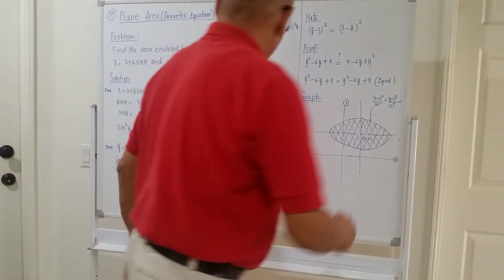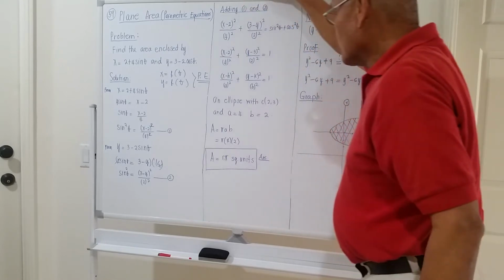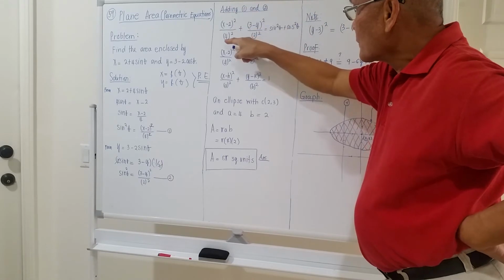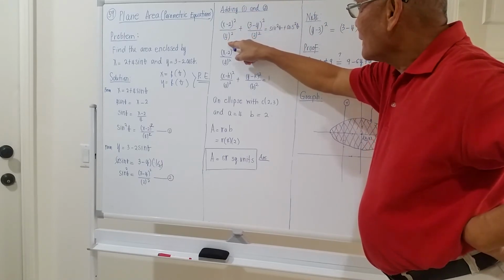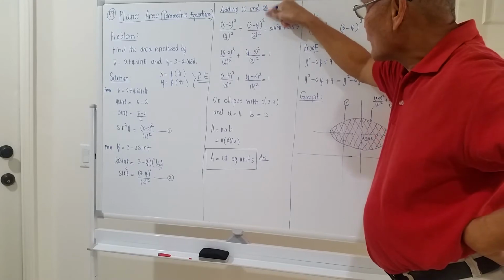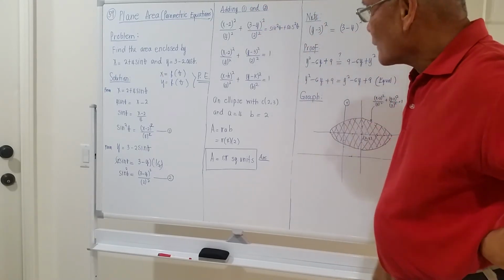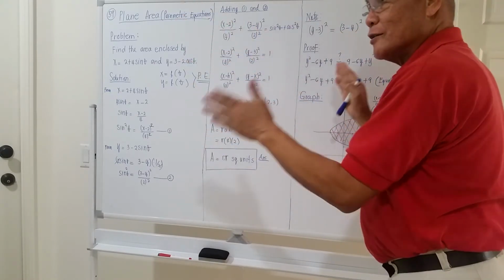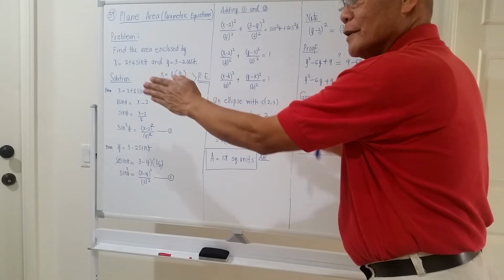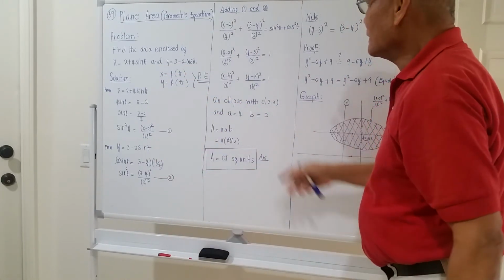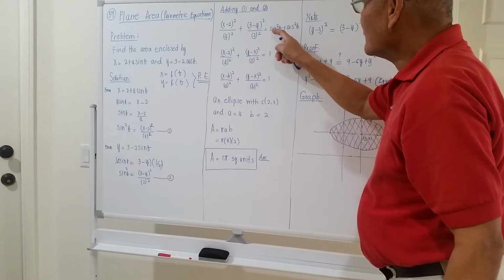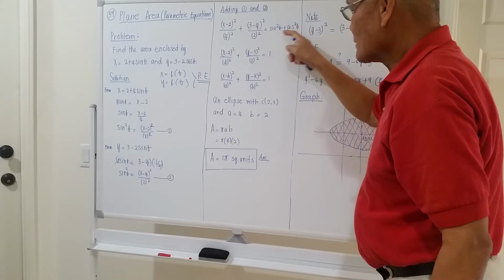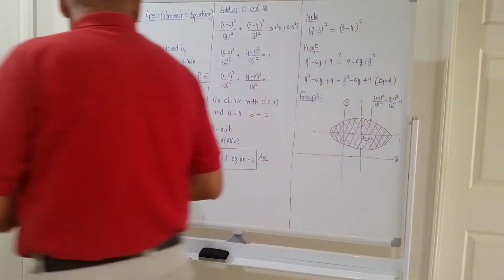Okay, proceeding with the solution. Adding equations 1 and 2. Equation number 1, x minus 2 quantity square over 4 quantity square, plus 3 minus y quantity square over 2 quantity square equal to. Upon adding this, I just put the x and y on the left and the trigonometric on the right. So this will be equal to sine square of theta plus cosine square of theta. Actually, I just add this one, guys.